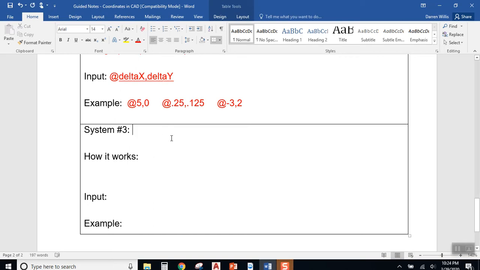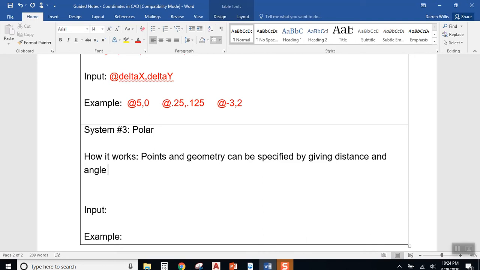All right, so let's talk about coordinate system number 3. Coordinate system number 3 is called the polar system. How does it work? Well, points and geometry can be specified by giving distance and angle from the last point.